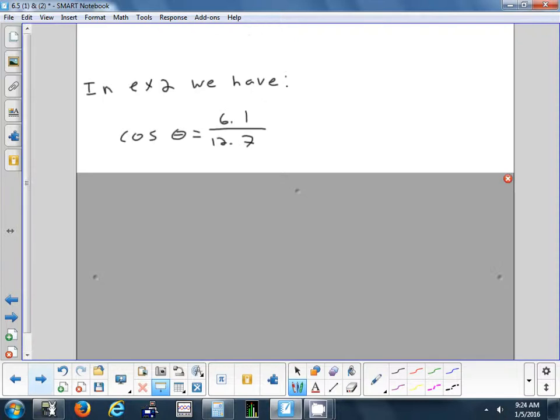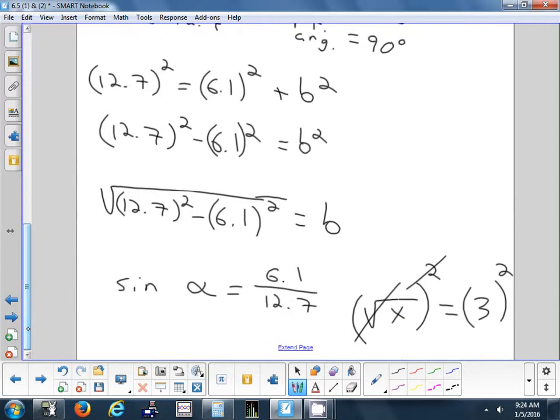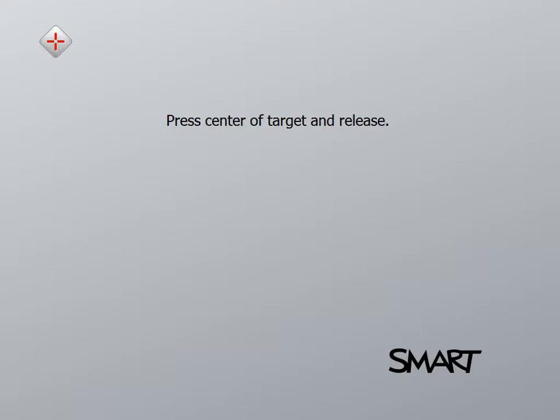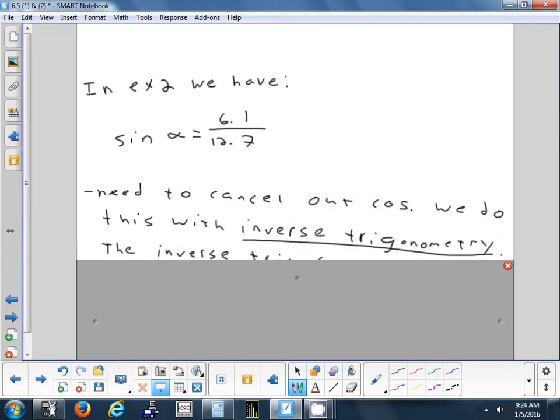Yeah, it's that sine to the negative first power. Right? So we did sine of alpha is 6.1 over 12.7. We're going to do the cosine one in a second. But anytime you've got a variable inside a trig function, you've got to cancel out that function with its inverse.